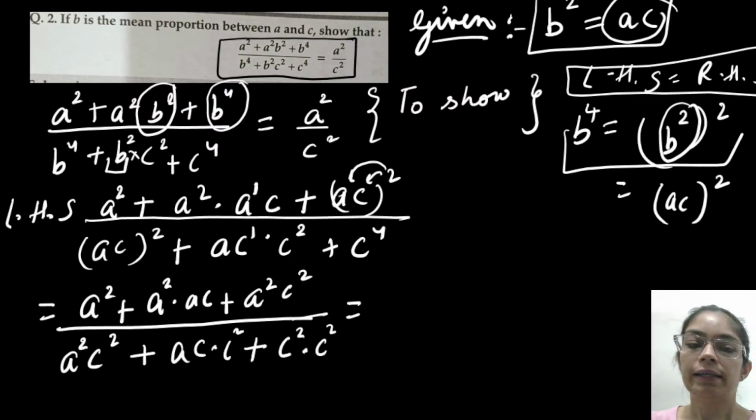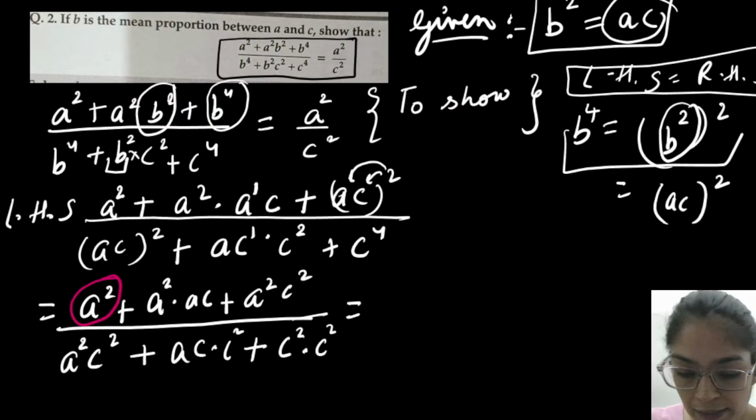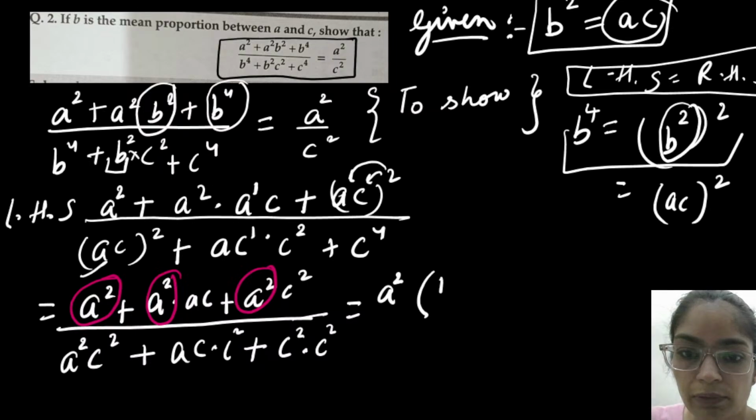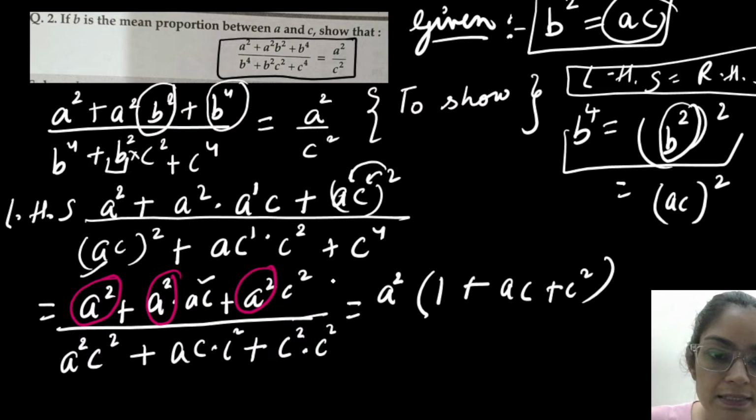Now let's take out the common factor. See, whenever we have anything common in all the terms, it's better to take it out. So here you can see what is common. A square is common, not AC. So a square is common in all the terms of the numerator. So a square I am writing out. Then whatever is left, in the first term nothing is left, and if nothing is left we have to write 1. Then AC is left, then c square is left.